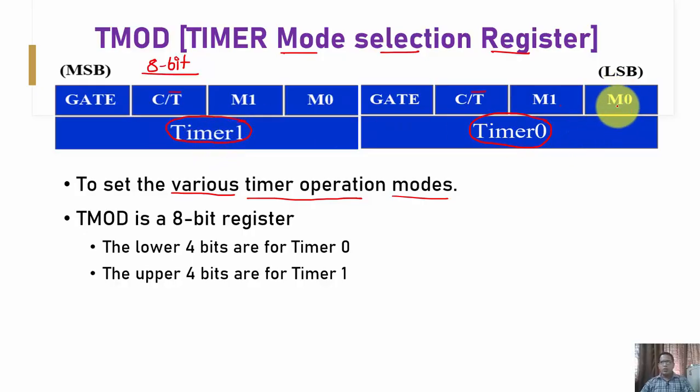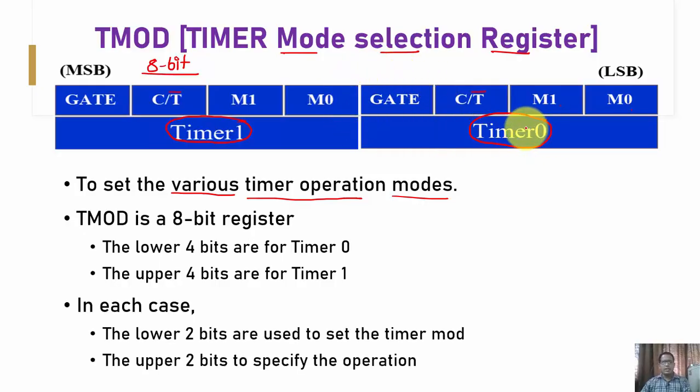Here again we are going to focus on M0, M1, C/T bar, gate. These are the lower 4 bits, and the same are replicated as the higher 4 bits. So whenever we deal with timer 1, I make use of the higher 4 bits to set the operation for timer 1, and to deal with timer 0, we use the lower 4 bits. Out of these 4 bits, the lower 2 bits, M0 and M1, are used to set the timer mode of operation, whereas the C/T bar and gate bits are used to specify the operation.